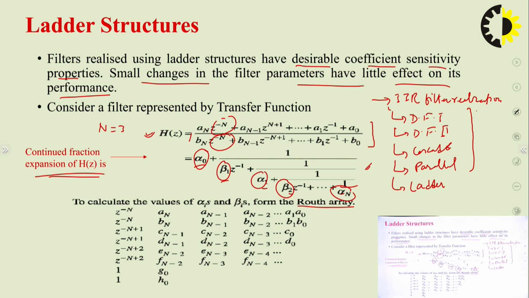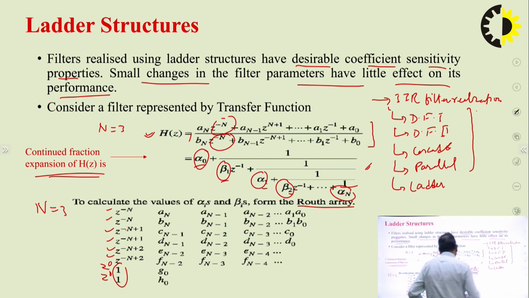To calculate the values of alpha i's and beta i's from the Routh array, we will make a Routh array. In generalized form, the Routh array will consist of z to the power minus n, z to the power minus n, z to the power minus n plus 1, z to the power minus n plus 1, z to the power minus n plus 2, and so on until we get z to the power 0, which you have written over here as 1 and 1. Let us suppose n equals 3. Then this will be z to the power minus 3, z to the power minus 3, z to the power minus 2, z to the power minus 2, z to the power minus 1, z to the power minus 1, and then z to the power 0, which is 1 and 1.